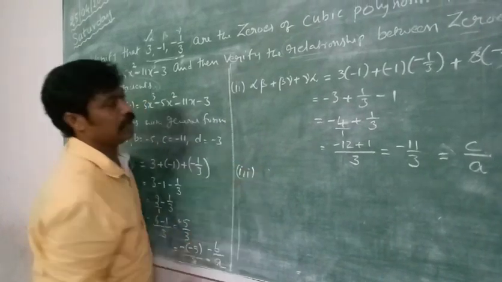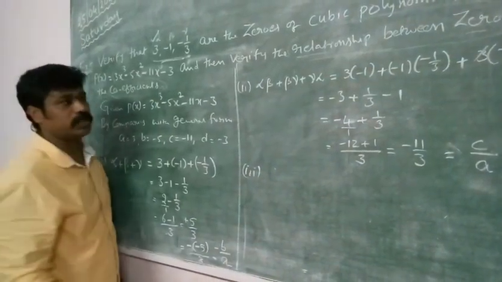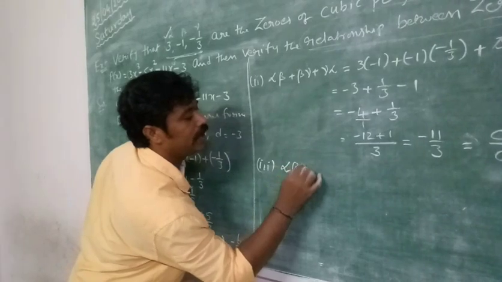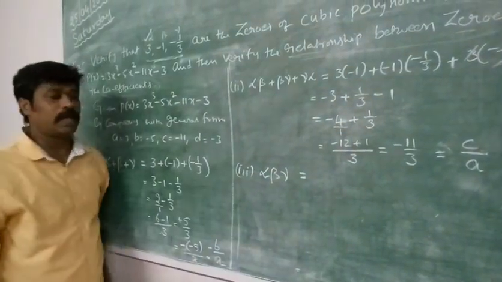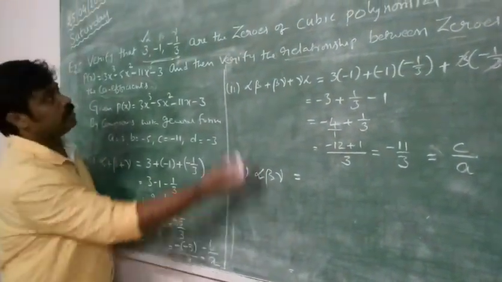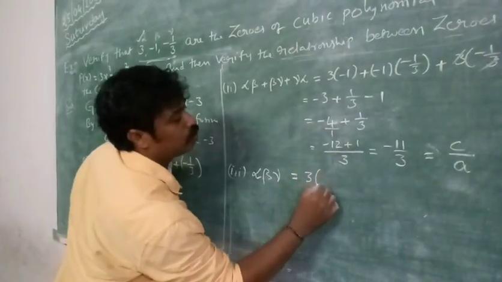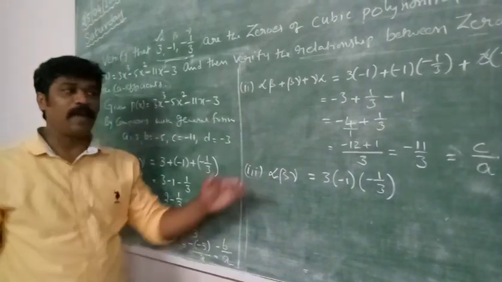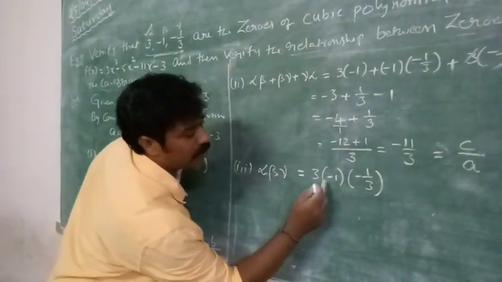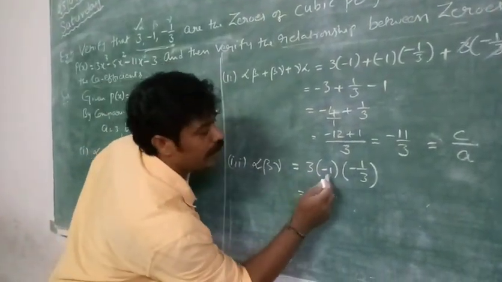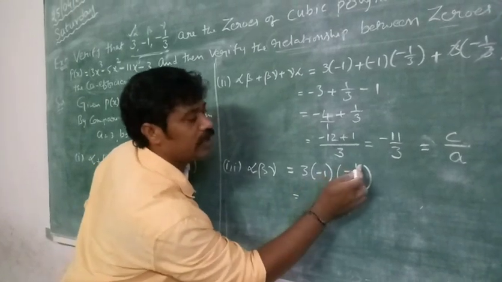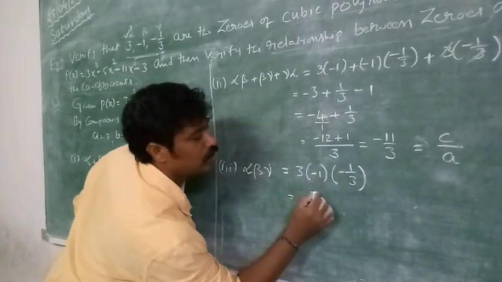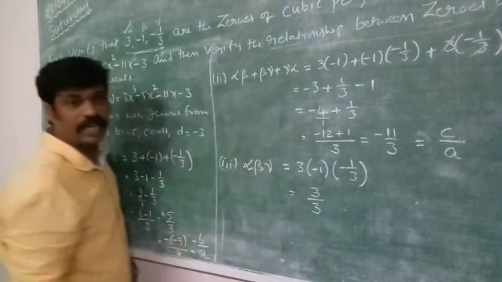Now see the third one. What is that? The product of zeros. Alpha into beta into gamma is equal to, we have to multiply all these three zeros. So what will you get there? 3 into minus 1 into minus 1 by 3. If you multiply these three, minus into minus is plus. So 3 into 1 is 3, again 1 into 3 is 3, so we can write it as 3 by 3.